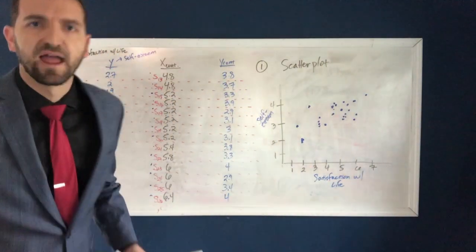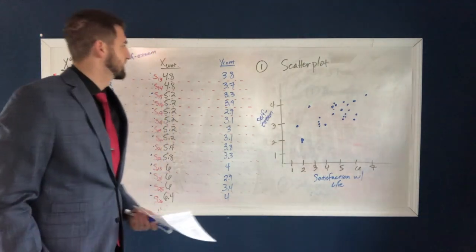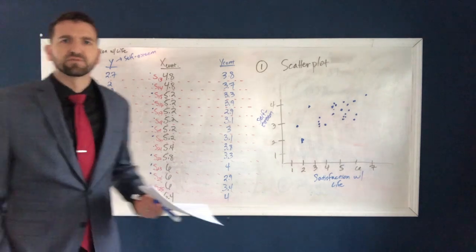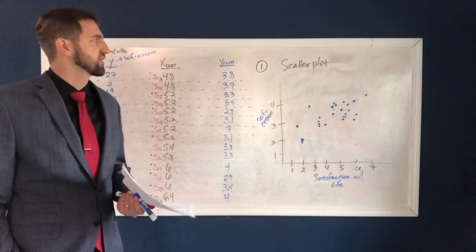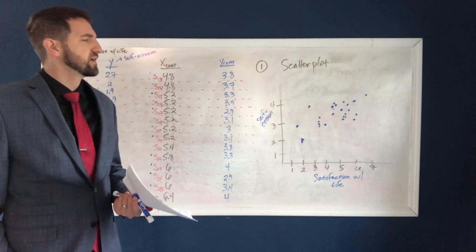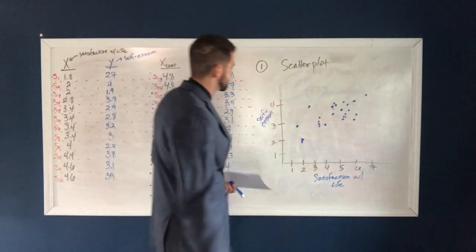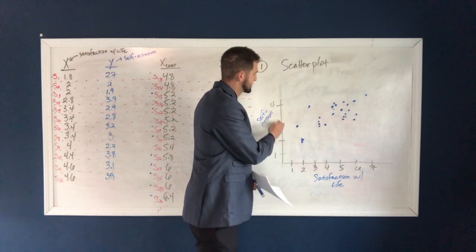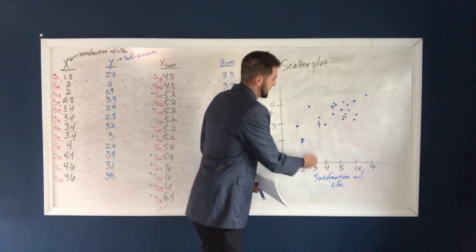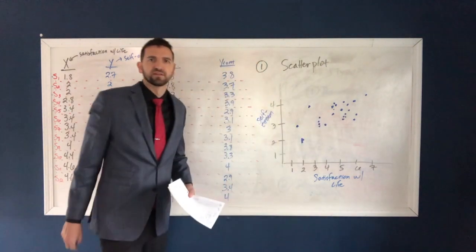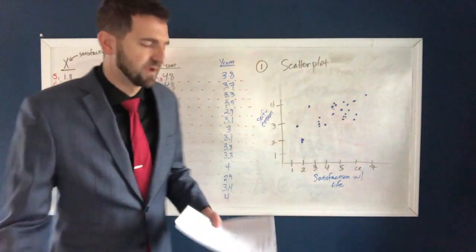Okay, there you have it. And that's a pretty good picture. What do you notice is the relationship between these variables? Well, what's going on? It looks like high scores in self-esteem tend to be associated with high scores in satisfaction with life, and vice versa, right?